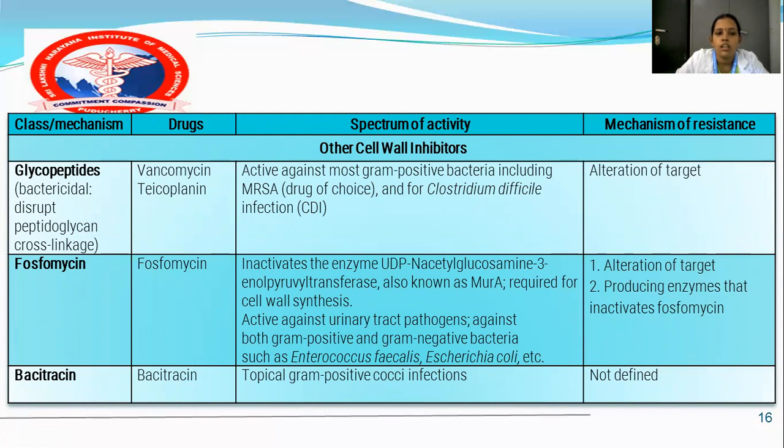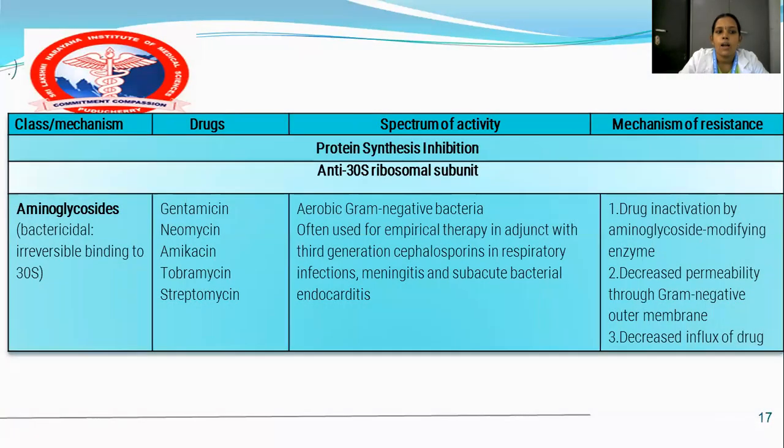Bacitracin. Mostly it is used as a topical ointment. They will use bacitracin for gram-positive cocci infections. Aminoglycosides: gentamicin, neomycin, amikacin, streptomycin. These are anti-30S ribosomal subunit. They inhibit protein synthesis, mainly for aerobic gram-negative bacteria. Resistance is by drug inactivation by aminoglycoside modifying enzymes, decreased permeability through the gram-negative outer membrane, and decreased influx of drug.